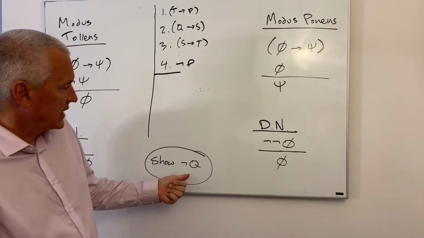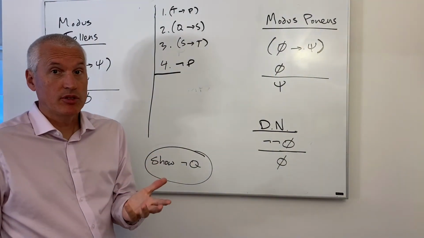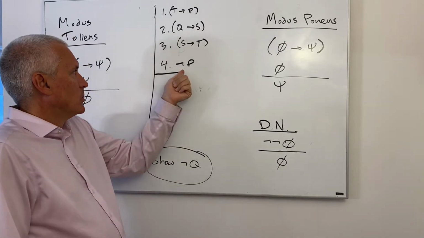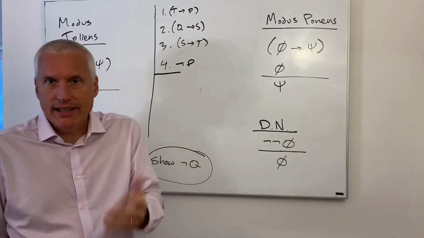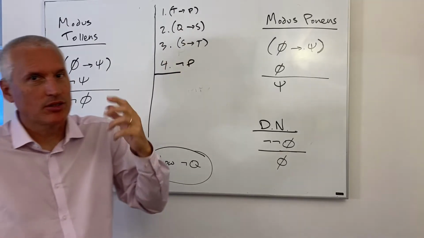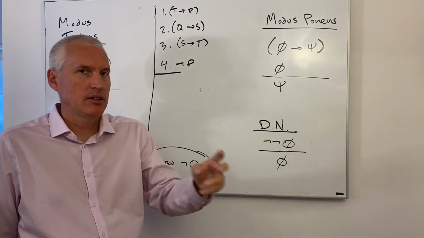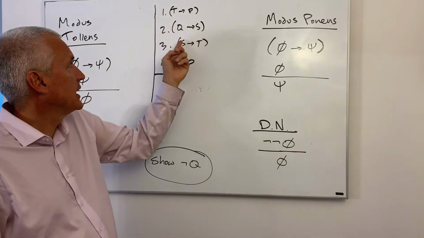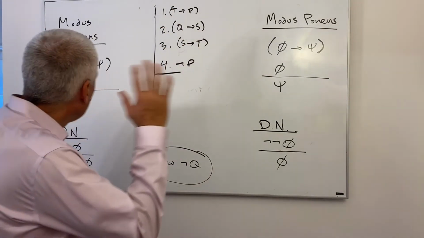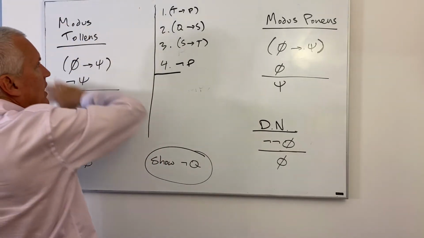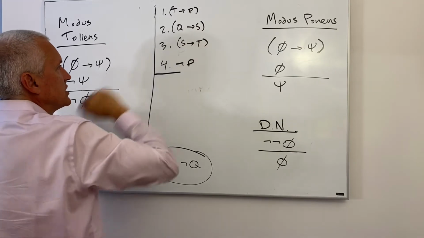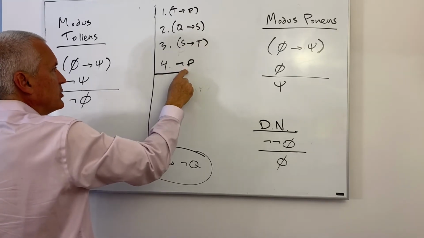Okay, problem 1C. We want to show not Q, and we have 4 premises this time, so it's a bit more complicated of a starting place for us. Premise 4 is a negation of P, and all the other premises are conditional. So I should be thinking, do I have the antecedent? Do I have T or Q or S? Then I could do modus ponens. And I should be thinking, to use the modus tollens rule, do I have not P or not S or not T? And in fact, I do have not P.